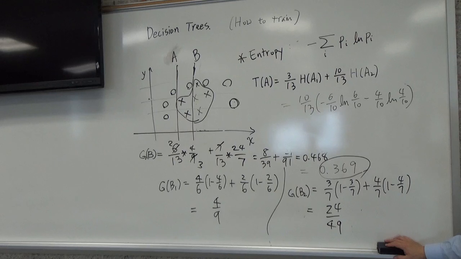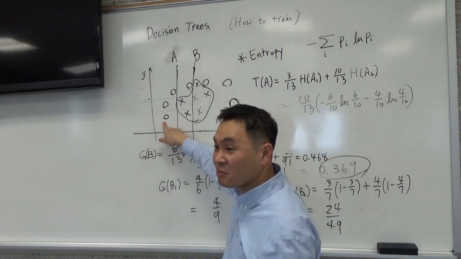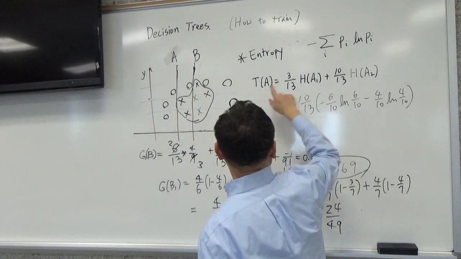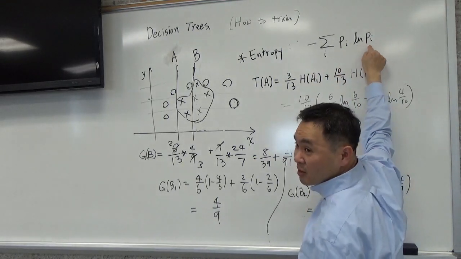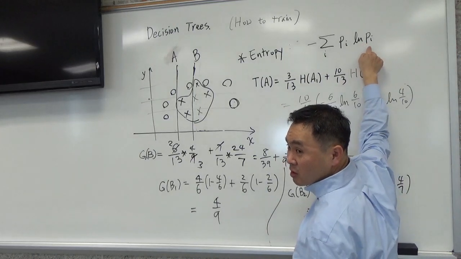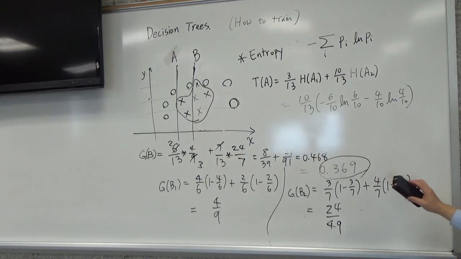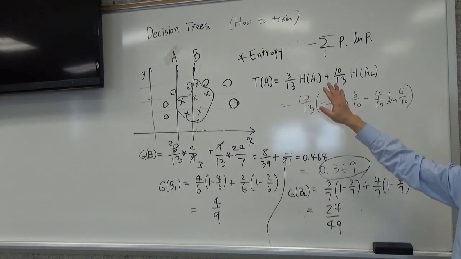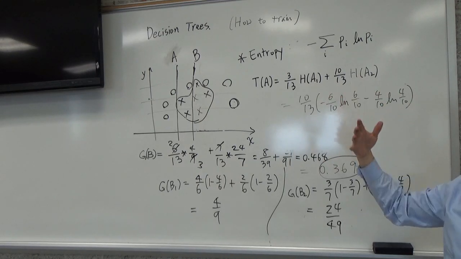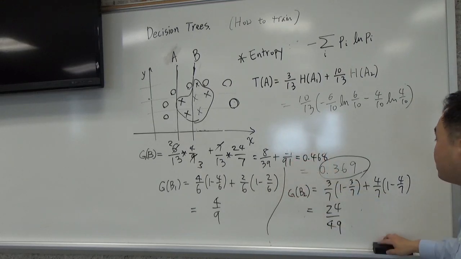Wait, why was H of A1 0? Oh, because this has only p1, and p1 equals 1. So this summation is a single term with 1 times ln of 1. What was ln of 1? 0. So 0. All right, so this explains a way to generate decision trees automatically from your training data.